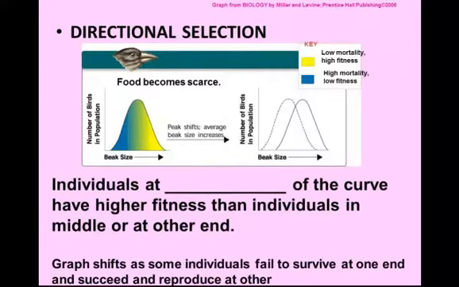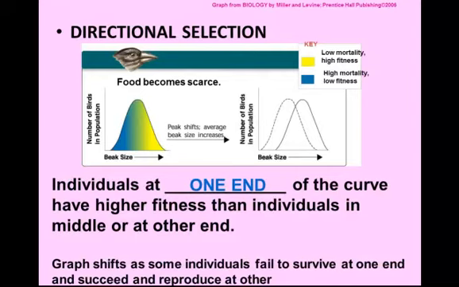If you look at that first type of selection, directional selection, what happens is the population, if you look at individuals in the population, the individuals at one end of the curve have higher fitness than organisms in the middle or at the other end. And what's going to happen then is the graph is going to shift over in one direction or the other.